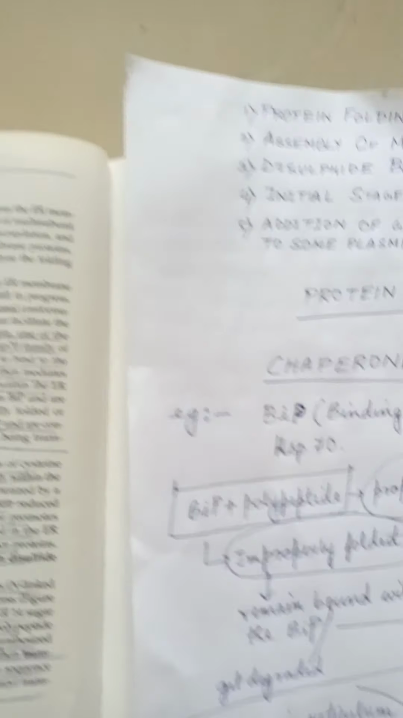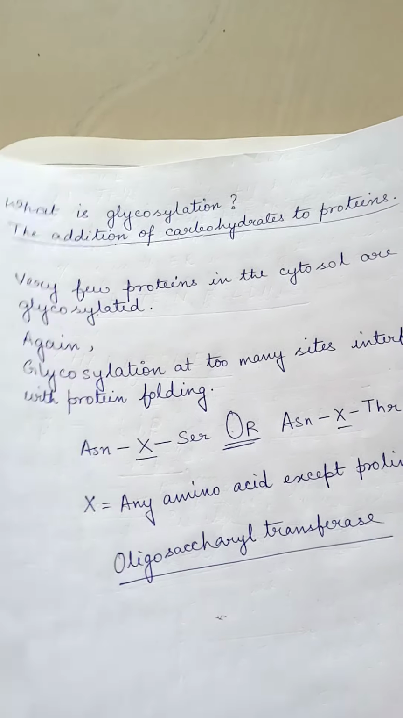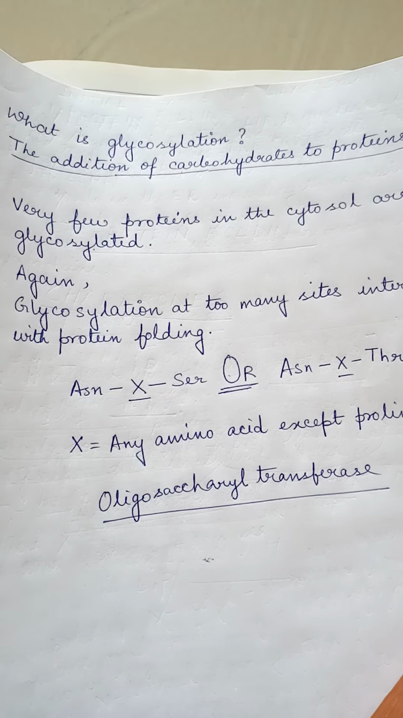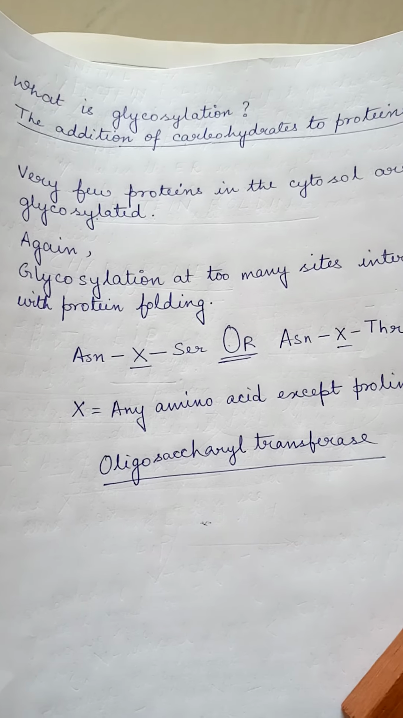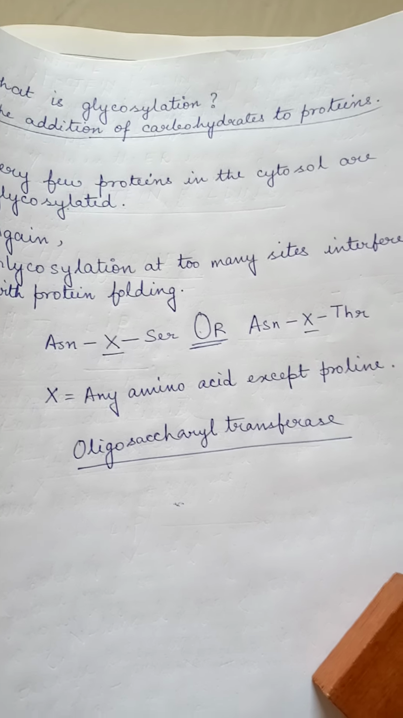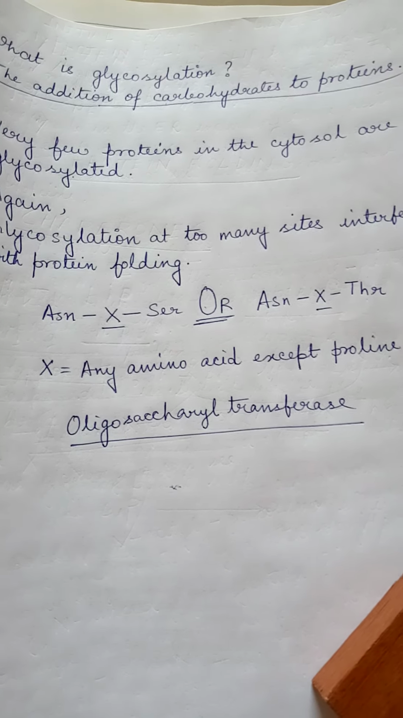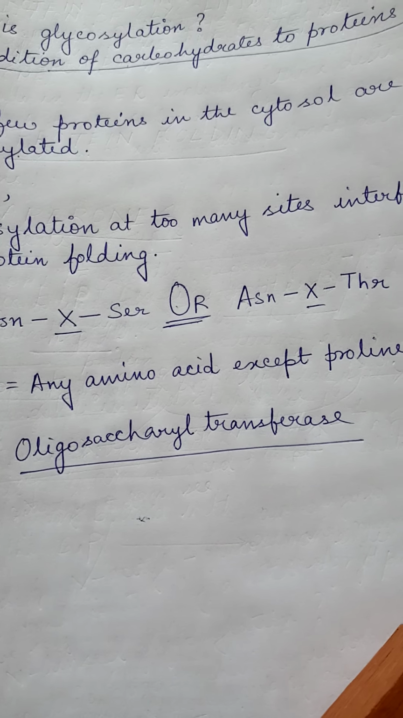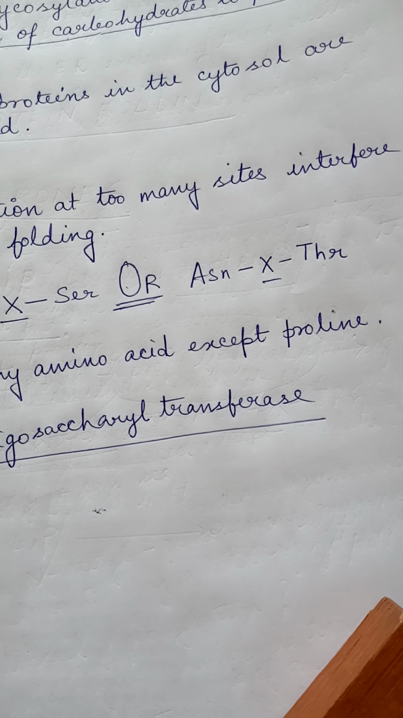We now come to glycosylation. What is glycosylation? The addition of carbohydrate to the proteins. In a nutshell, very few proteins in the cytosol are glycosylated. Again, glycosylation at too many sites interferes with protein folding. So, glycosylation mainly occurs in the endoplasmic reticulum. The covalent addition of sugars to protein is one of the major biosynthetic functions of the endoplasmic reticulum.